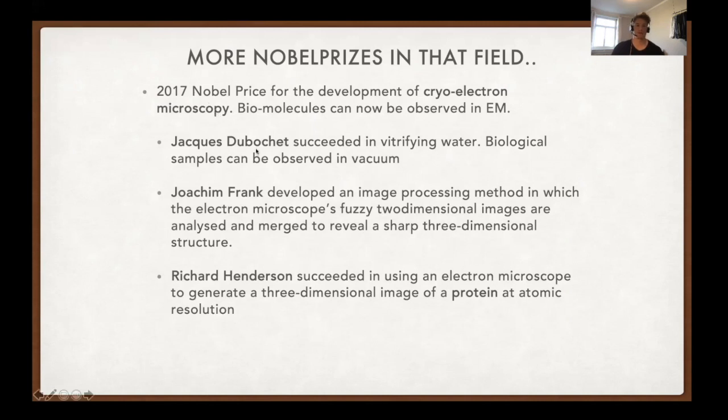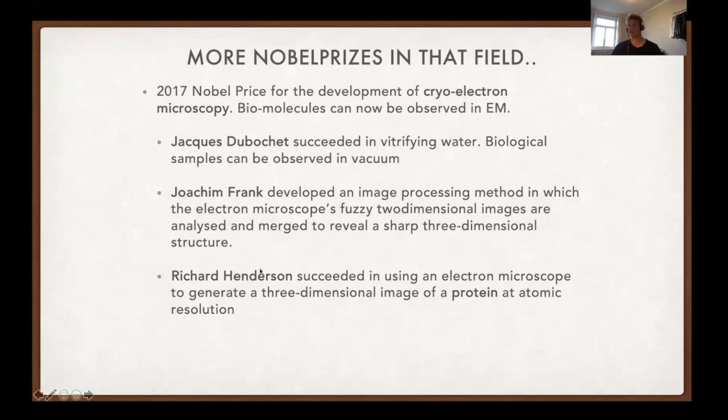The Nobel Prize was awarded to Jacques Dubochet, a Swiss physicist working in Lausanne. And he succeeded in vitrifying water, so he could cool down the water so rapidly that the structure didn't change at all, so the biological probes can be observed in vacuum. And then Joachim Frank also was awarded. He developed an image processing method in which the electron microscope's fuzzy two-dimensional images are analyzed and merged to reveal a sharp three-dimensional structure. And also Richard Henderson was awarded for succeeding in using the electron microscope to generate a three-dimensional image of a protein at atomic resolution.